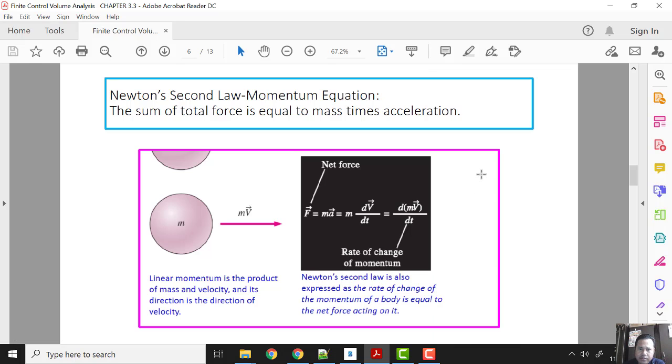Alright, so next we'll be looking at the linear momentum equation, which is Newton's second law. The sum of the total force is equal to the mass times acceleration.